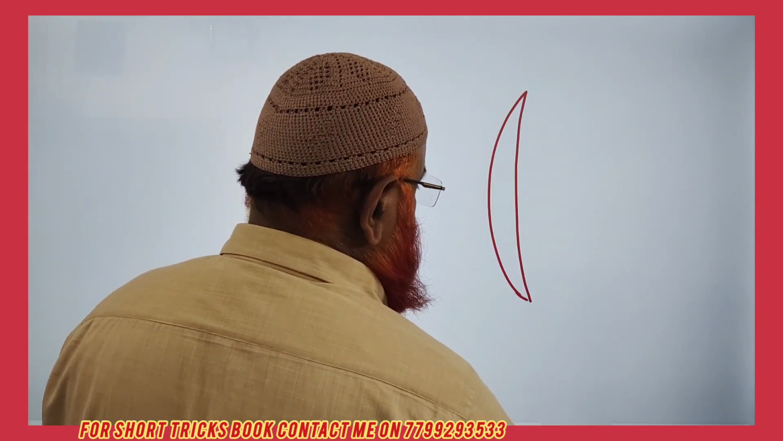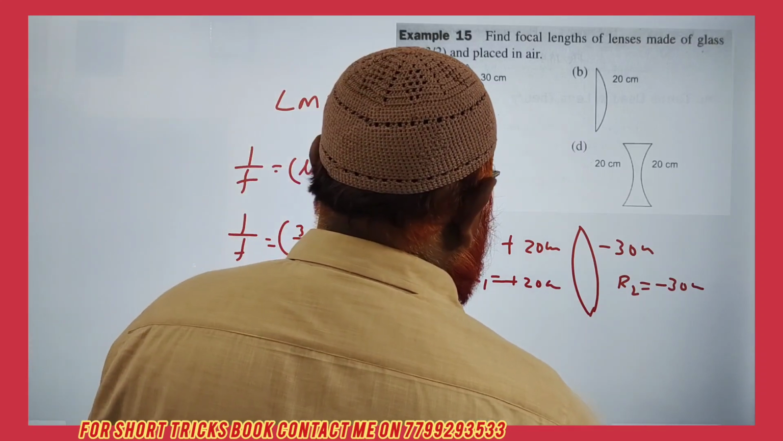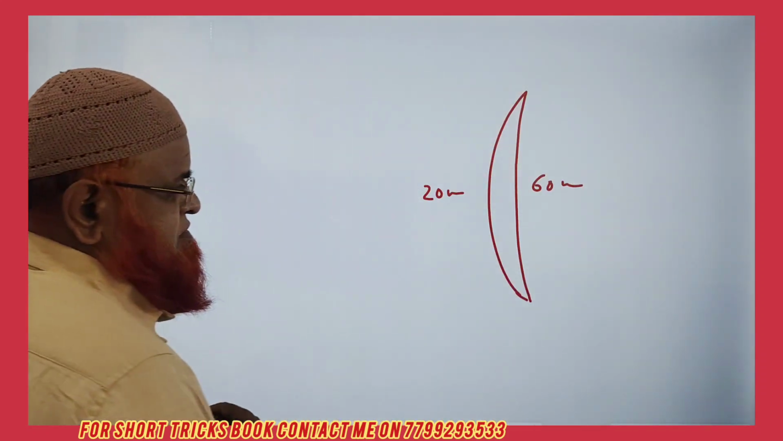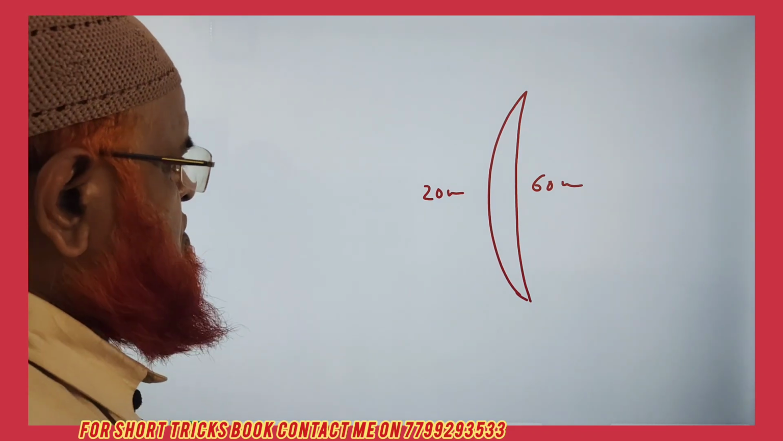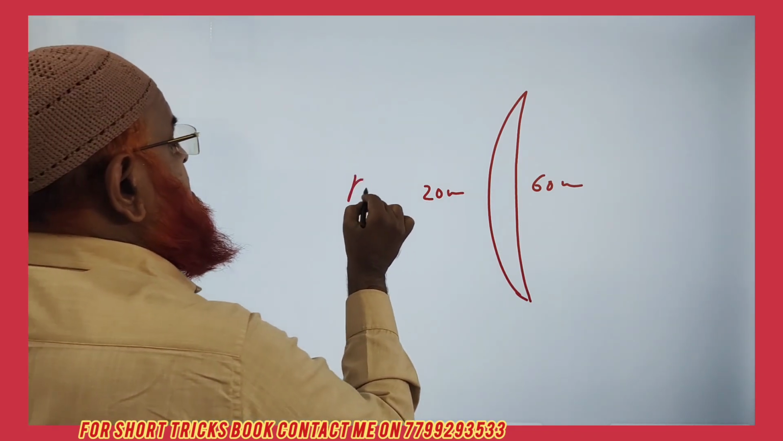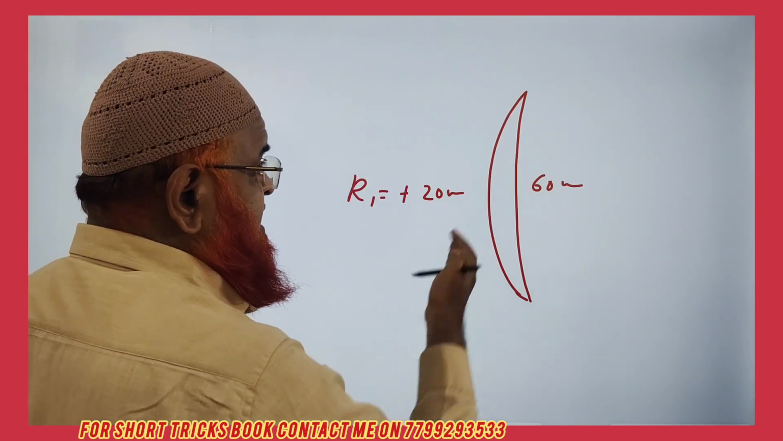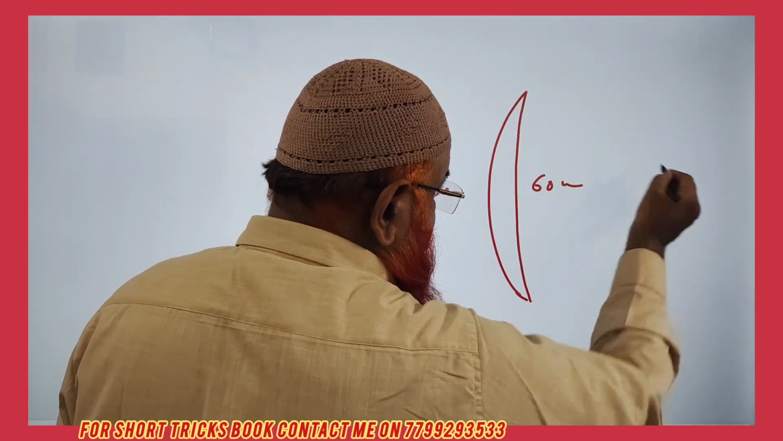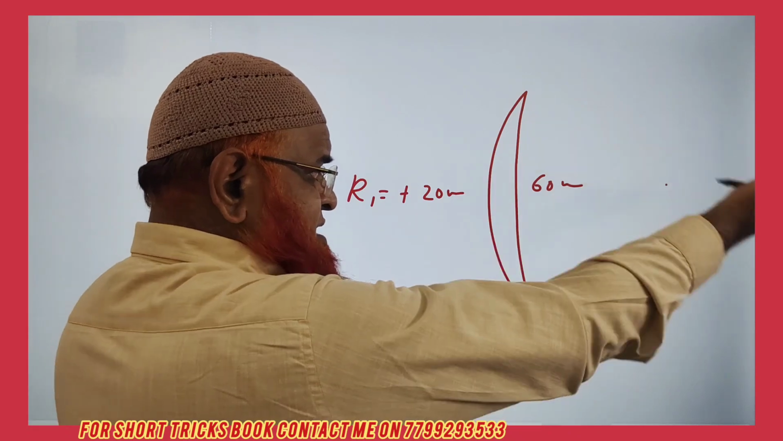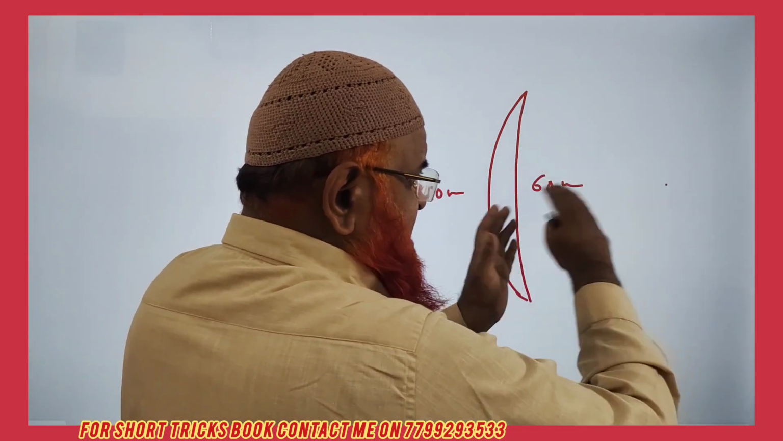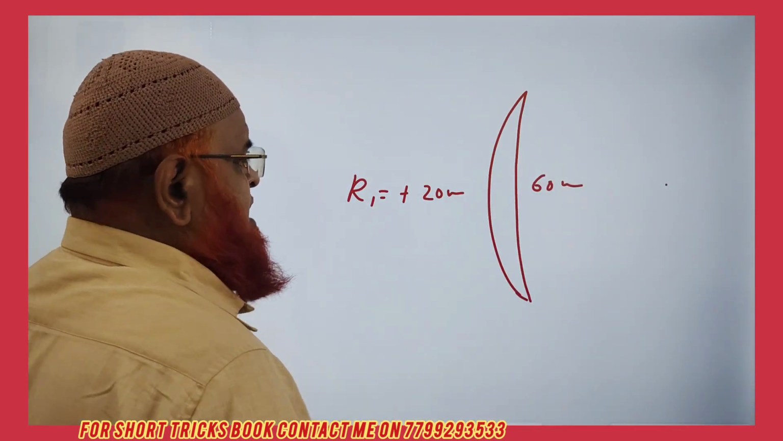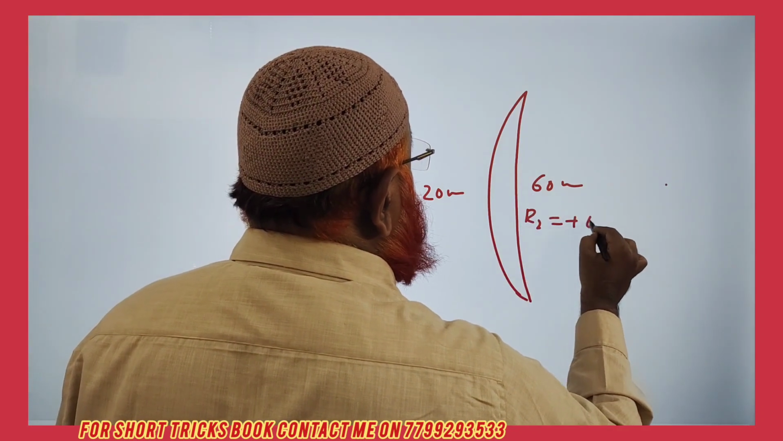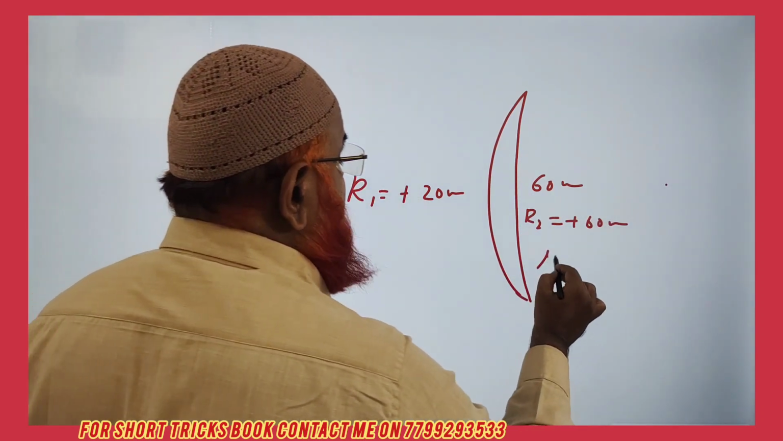This is like this, is it? So this is 20 centimeters and 60 centimeters. R1 is equal to plus 20. Why? The curvature is on this side, so the radius will be on the right side because the center is here. This curvature also has its center on the right side, so the radius is on the right side. That means R1 is 20 centimeters and R2 is also plus 60 centimeters.